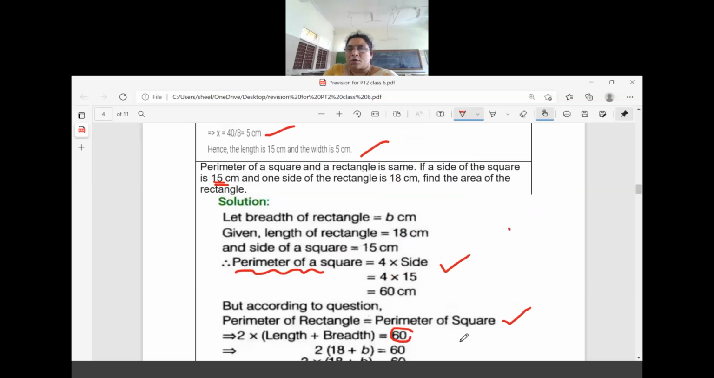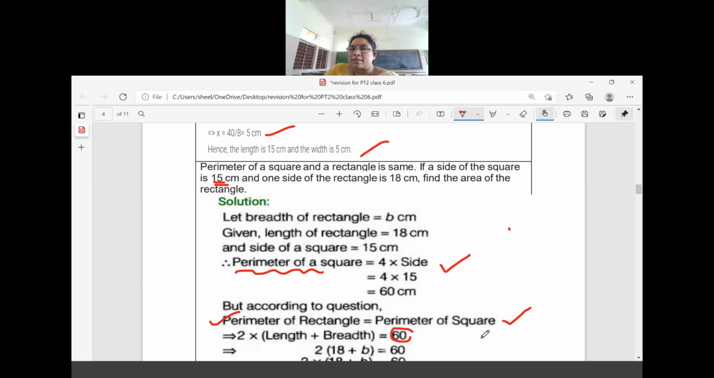So once again, the perimeter of the square and rectangle is the same. For the perimeter of the square, what is the formula? 4 into side. What is the perimeter of the rectangle? 2 into (L plus B). So we can equate. According to the question, the perimeters of the rectangle and the square are the same. But the perimeter of the square we can calculate, while we cannot calculate the rectangle's. We have to find the area, it is asked.